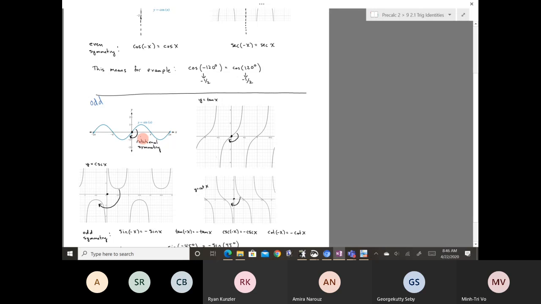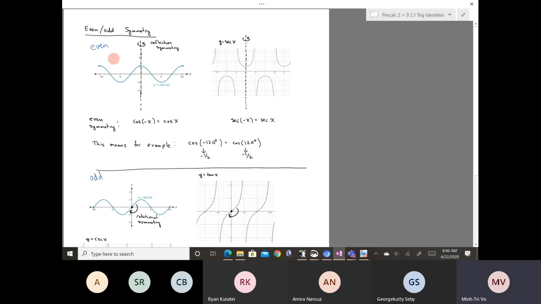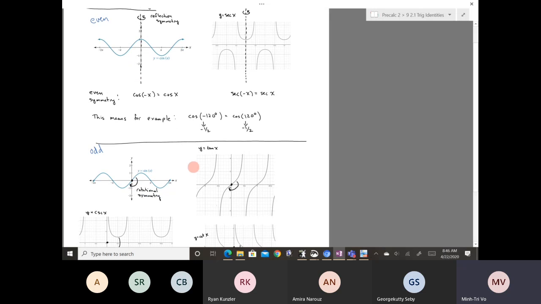Okay, so this kind of rotational symmetry is odd. This kind of mirror symmetry is even. And the kind of symmetry reflects how the function behaves in terms of negative angles, right? So you can see that if I calculate the cosine of negative 120, it's the same as calculating the cosine of positive 120 degrees, right? So these two turned out to be negative 1/2.